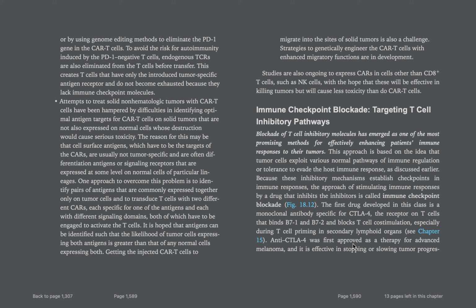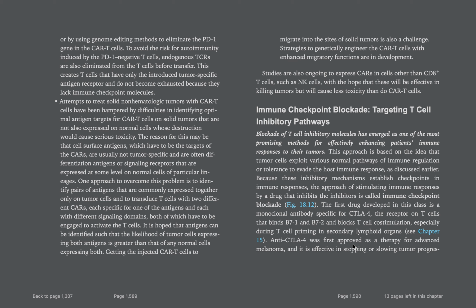Getting the injected CAR cells to migrate to the site of solid tumor is also a challenge. Strategies to genetically engineer the CAR T cells with enhanced migratory function are in development. Studies are also ongoing to express CARs in cells other than CD8 T cells, such as natural killer cells, with the hope that these will be effective in killing tumor but will cause less toxicity than CAR T cells.